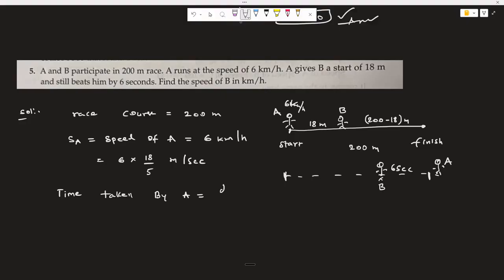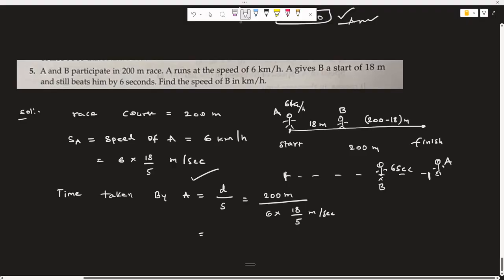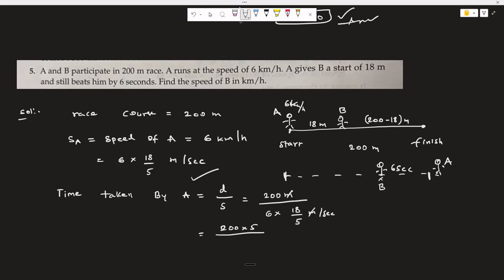Time will be distance by speed, right? What is the distance? 200 meters. The distance doesn't change in the entire race course. And what is the speed? We already know the speed of A: 6 into 18 by 5 meters per second. So the meters cancel, and we have 200 into 5.